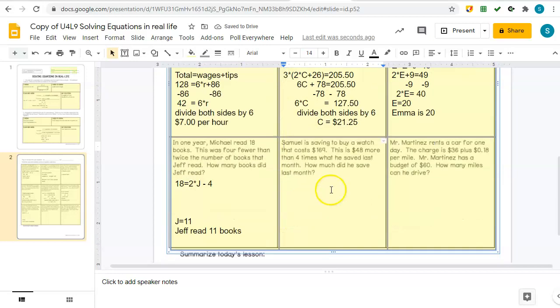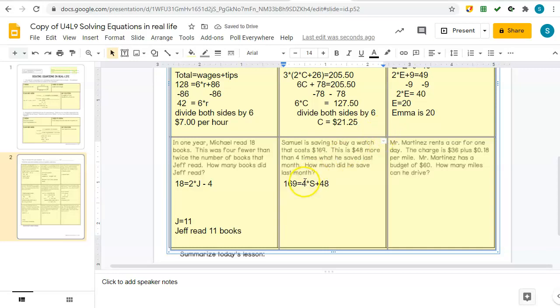Let's set up the situation. Samuel is saving to buy a watch that costs $169. This is 48 more than 4 times what he saved last month. How much did he save last month? So 169 is 48 more than 4 times what he saved last month. So 4 times what he saved last month plus 48 is going to equal 169.